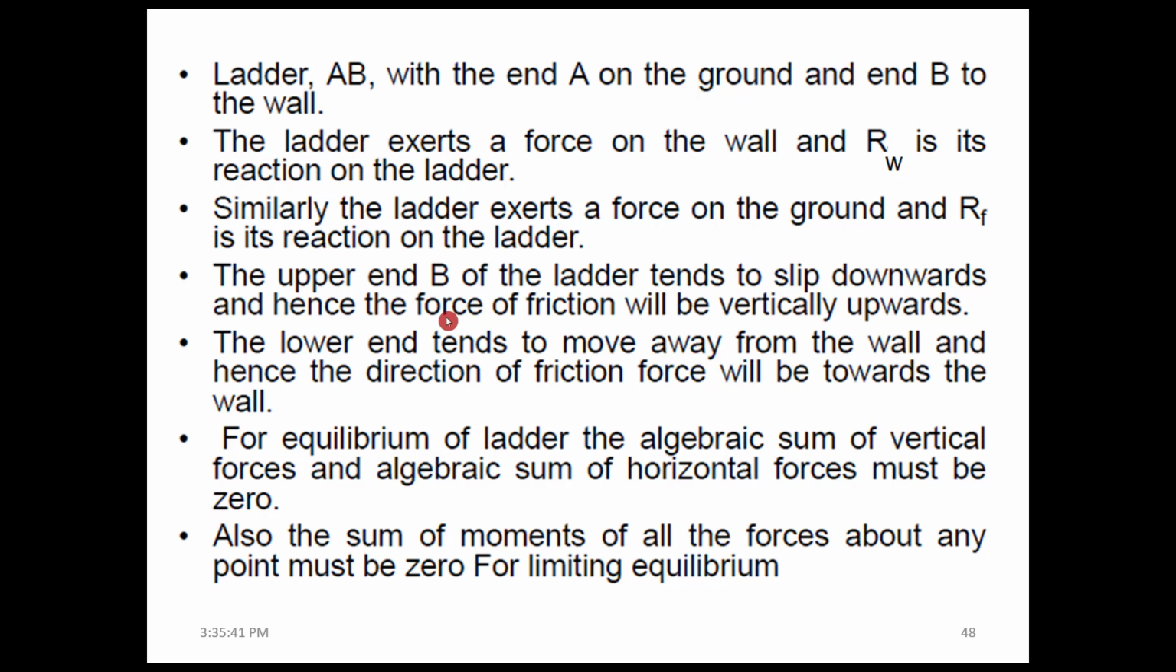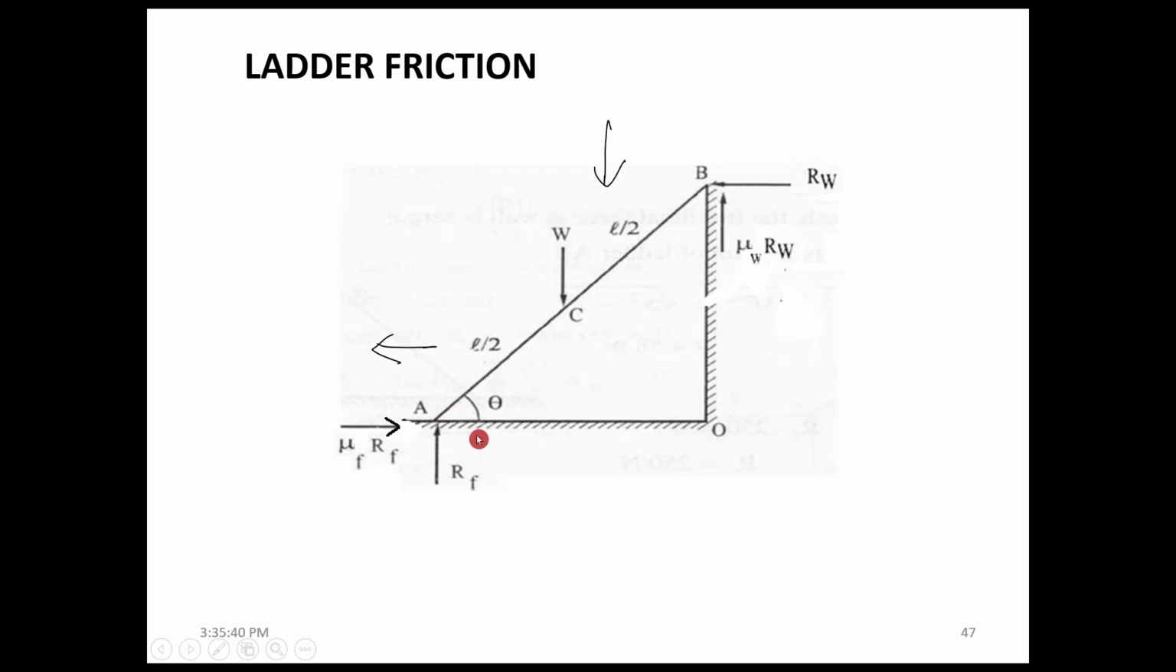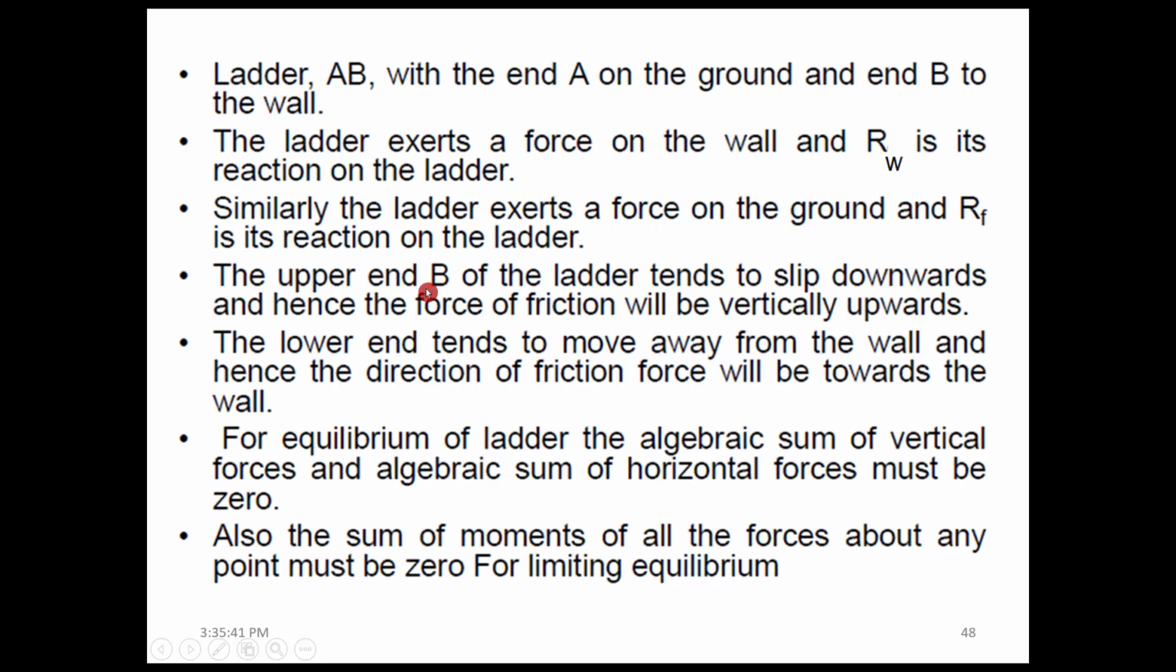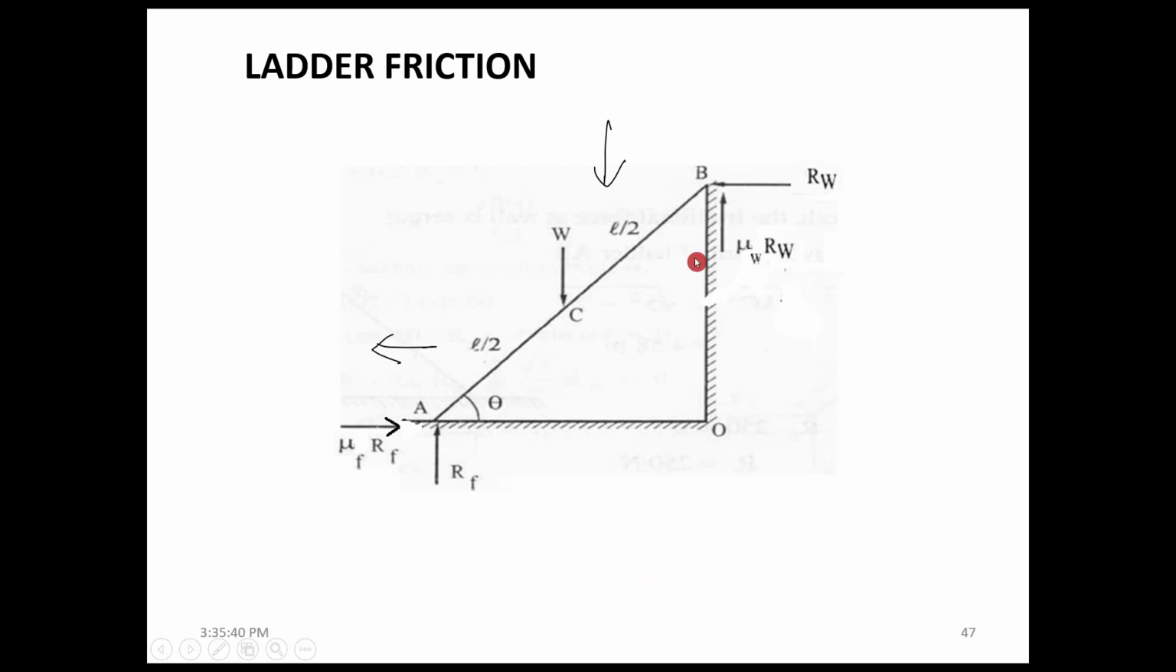So the ladder AB has the end A on the ground and end B on the wall. The ladder exerts a force on the wall and Rw is the reaction on the ladder. Similarly, the ladder exerts a force on the ground and Rf is that value. It's just an explanation of this figure. The upper end B of the ladder tends to slip downwards and hence the friction will be vertically upwards. So upon climbing this ladder, the ladder will try to move down, hence the friction acts upward.